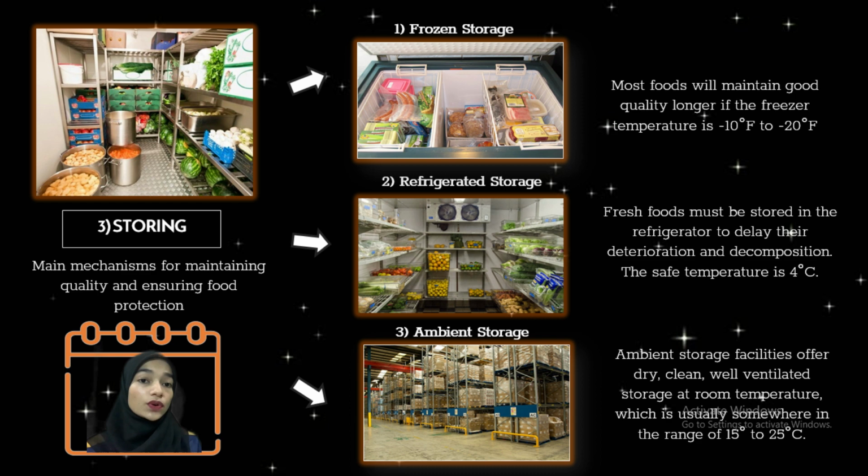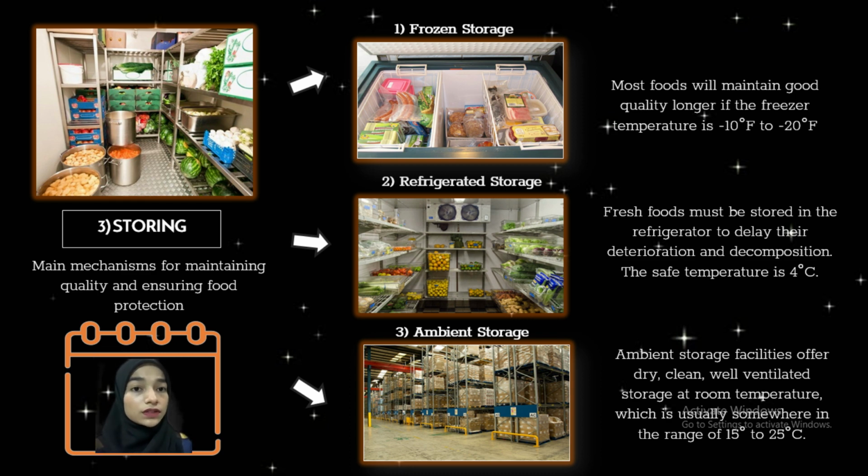The third step is storing. Storing is a main mechanism for maintaining quality and ensuring food protection. There are three types of storage in hotel kitchen, which is ambient storage, frozen storage, and refrigerated storage. First is frozen storage, which the safe temperature for frozen storage is -23 until -28 Celsius. For example, the goods that can be kept in this frozen storage is raw materials such as meat, fish, or chicken.